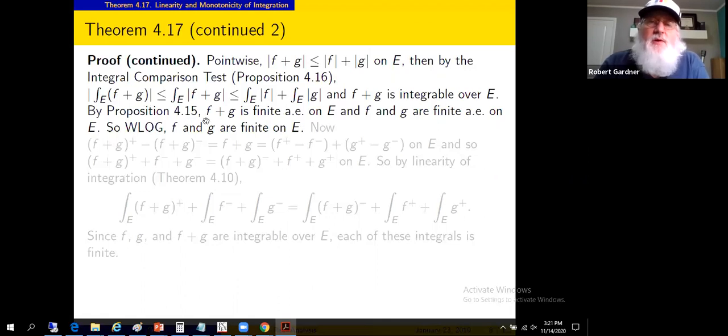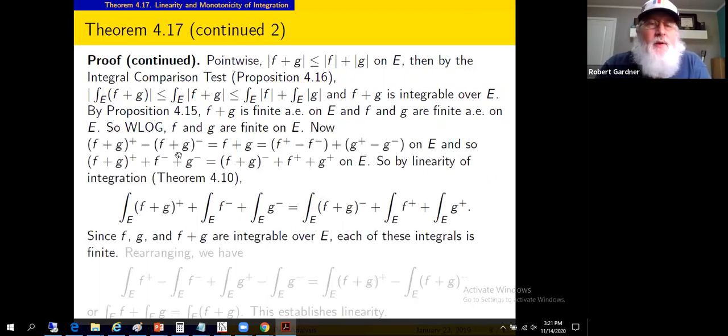Proposition 4.15 said we've got integrable functions if and only if those functions are finite almost everywhere. So we must have f plus g finite almost everywhere on E. That is, f is finite almost everywhere and g is finite almost everywhere on E. We've seen by theorem and by definition, we can ignore sets of measure 0. So without loss of generality, we'll take f and g to be finite throughout set E. Throw away the set of measure 0 where you may be getting the infinities.